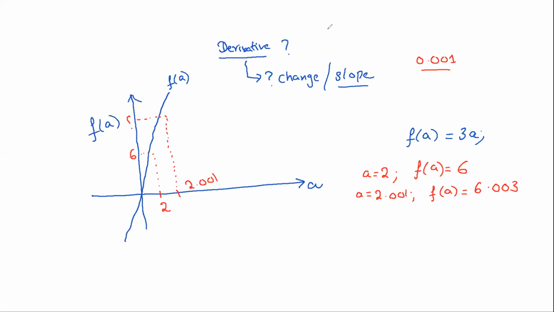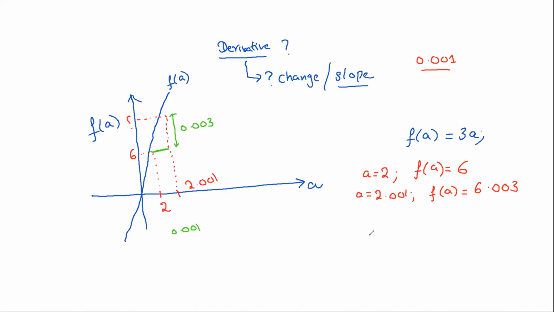Okay, so you see this part, how much is this? This is actually 0.001. And this part, this is actually 0.003. Sorry for the bad handwriting, but I think it makes sense. Now here is the important thing.